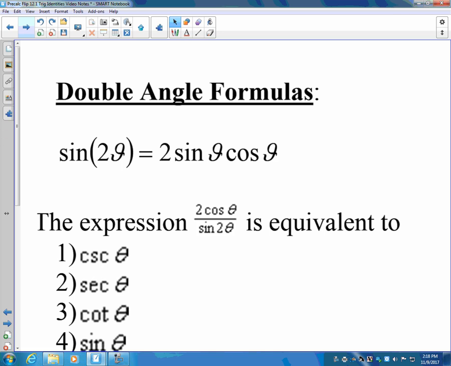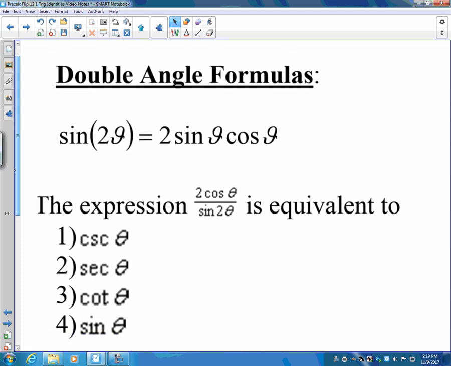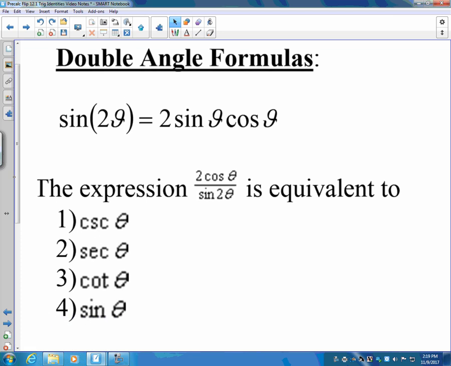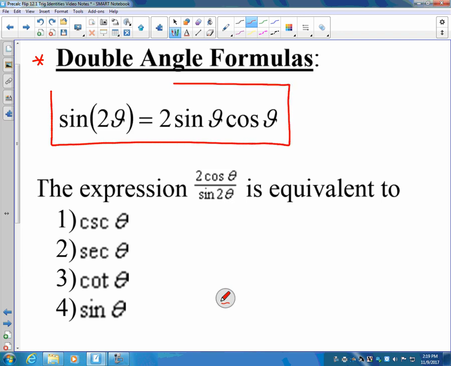So there are double angle formulas for the sine, cosine, tangent, even secant, cosecant, cotangent, but we're only going to deal with the double angle formulas for the sine and for the cosine. So first, copy this down, double angle formulas. And the first one you want to copy down is the sine of 2 theta.